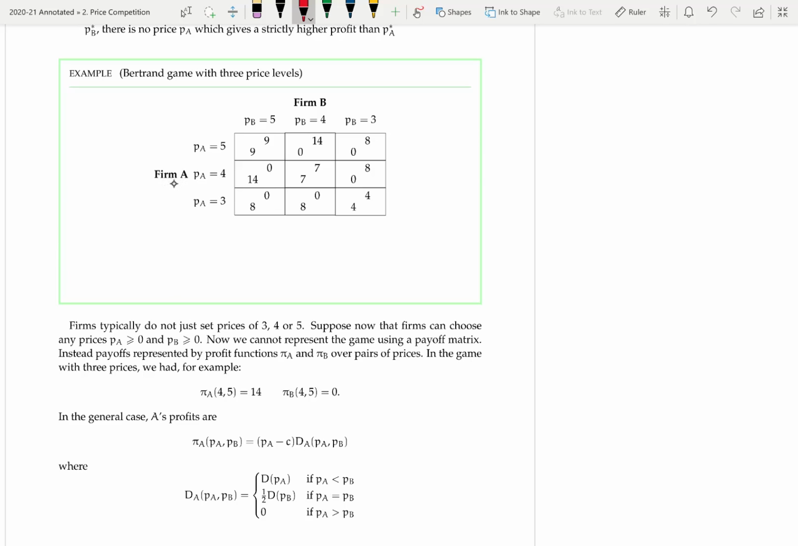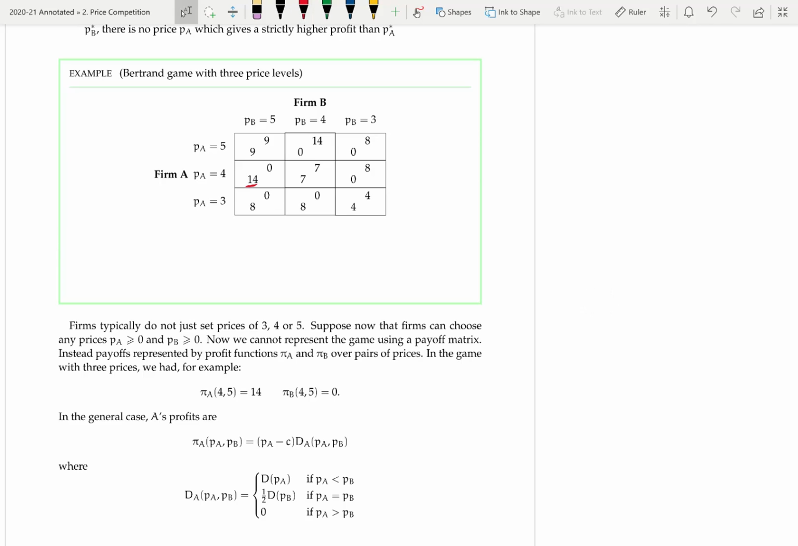What price should it charge if firm B chooses a price of 5? So what we have to do is look along this line here and find the highest number, the highest profit for firm A when firm B chooses a price of 5. And the highest number here is 14. So the best response of firm A to firm B choosing a price of 5 is a price of 4.